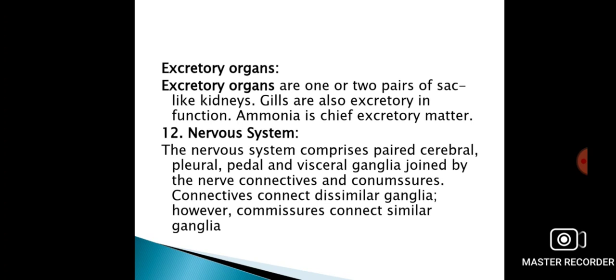Excretory organs consist of sac-like kidneys. इसके अलावा gills are also excretory in function. Ammonia is the chief excretory matter. The nervous system consists of paired cerebral, pleural, pedal and visceral ganglia, which are joined by nerve connectives and commissures. Connectives connect dissimilar ganglia. However, commissures connect similar ganglia.